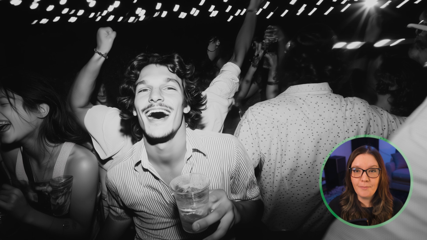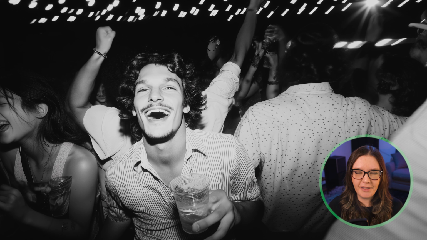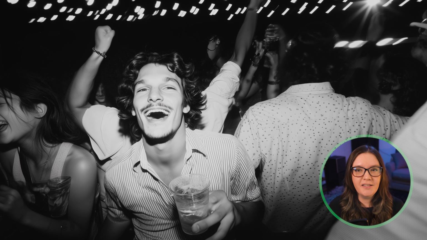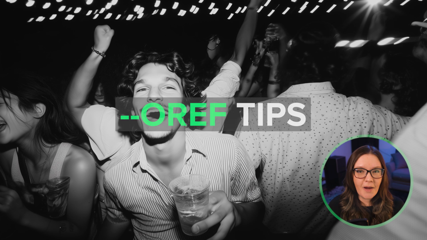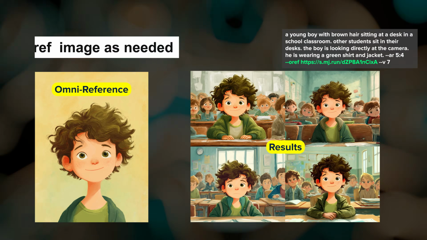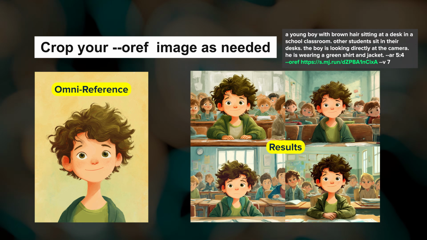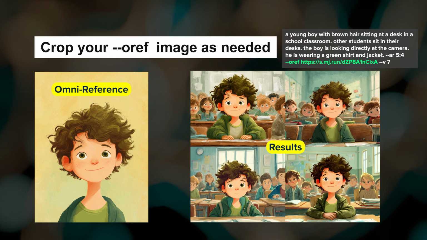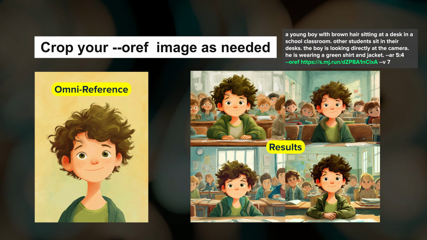I have a video on getting multiple characters into a scene that I'll link below, but those are a few examples of what you can do with the new Omni-reference. I want to wrap up with a few more tips to help you get the most out of OREF. First, crop your input reference as needed. If you just want to use a character from the image, crop it down to just the character.